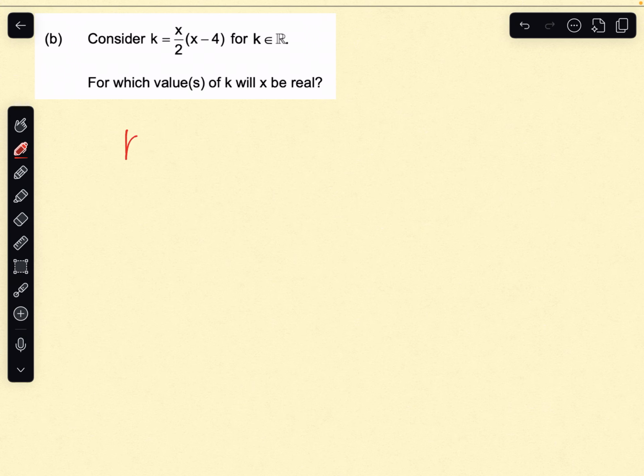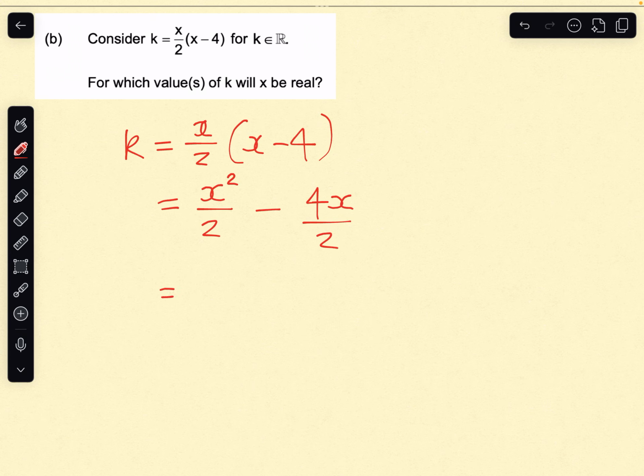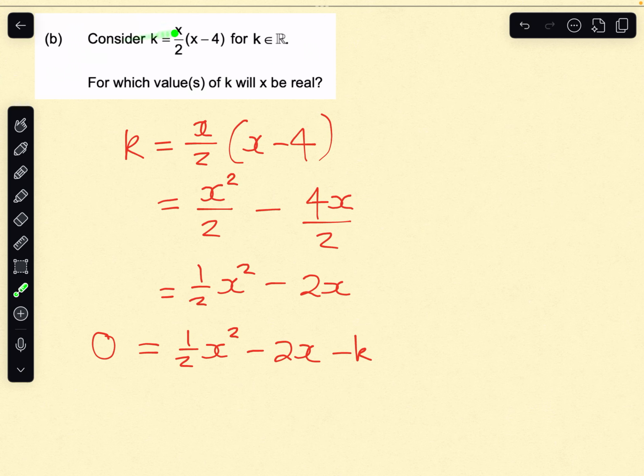So I'm going to start by expanding the right hand side, so that will be x squared over 2 minus 4x over 2, so that's pretty much a half x squared minus 2x, right? And then we know that with quadratic equations everything has to be on one side. Well, one of the sides needs to be 0. So this is essentially the same equation but rewritten in the quadratic form that we're used to.